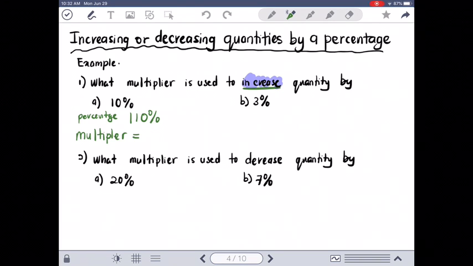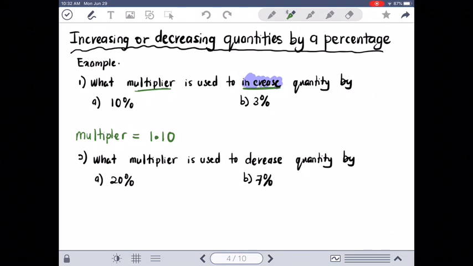In terms of multiplier, it becomes 1.10. But the question wants you to answer just the multiplier, so the answer should be 1.10.